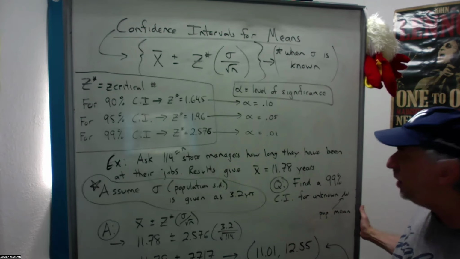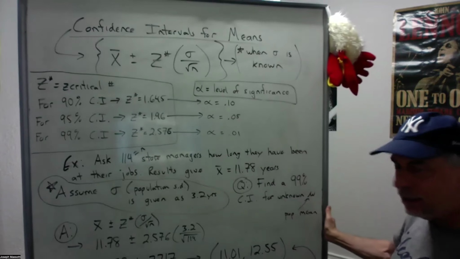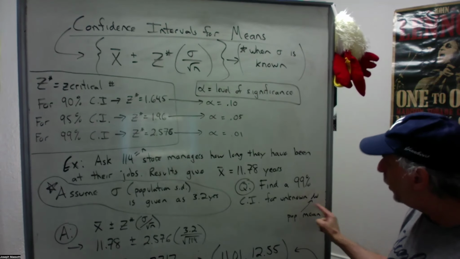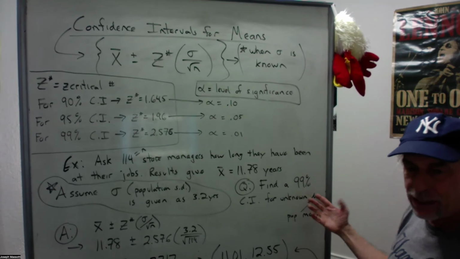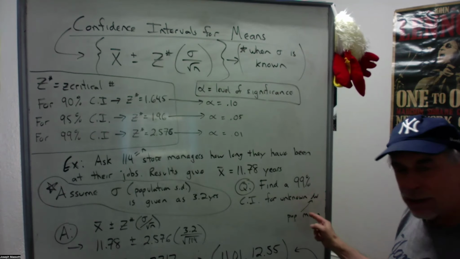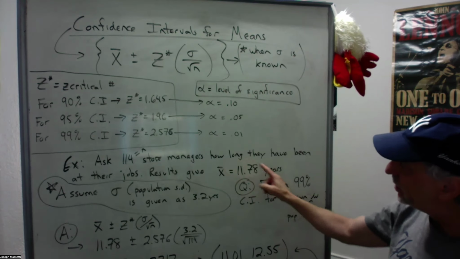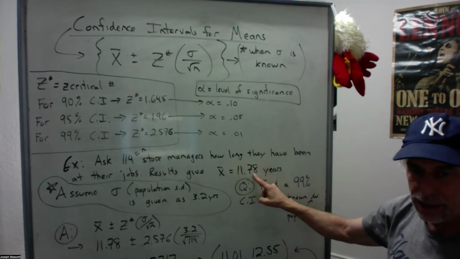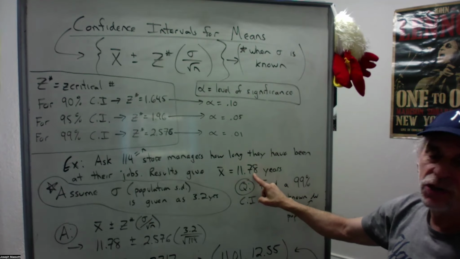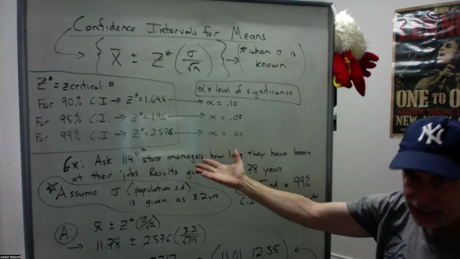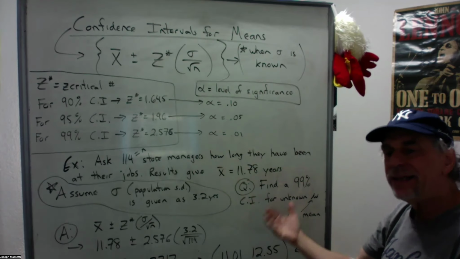And our question is, find a 99% confidence interval for the unknown population mean. That's why we're doing this, because we don't know what the population mean is. We want to have an idea. This gives us what we call a point estimate, but it's not so reliable. It's just one sample. If we took another sample of 114, we would get a different number.